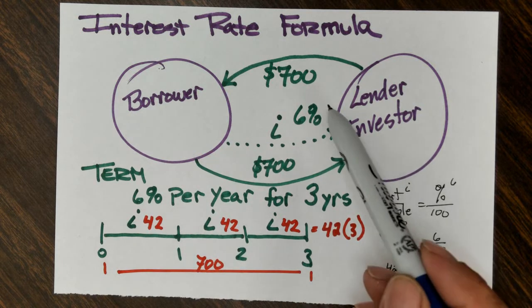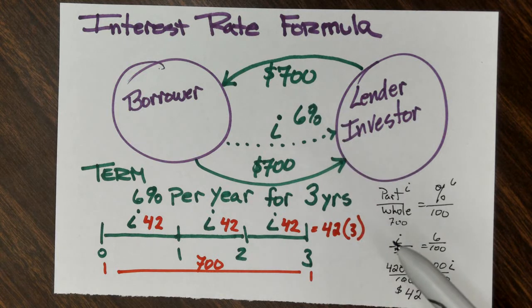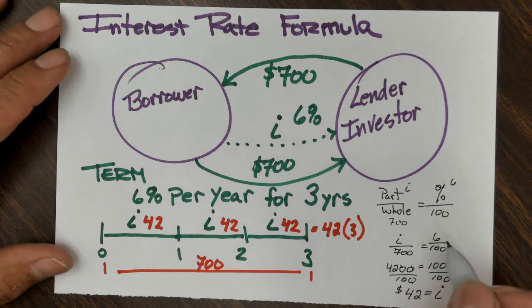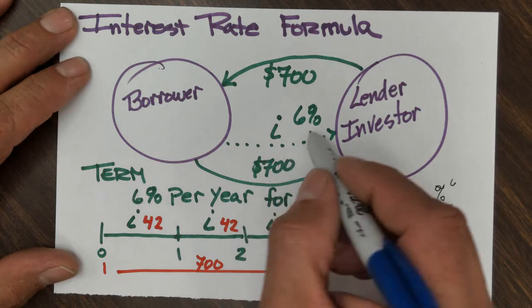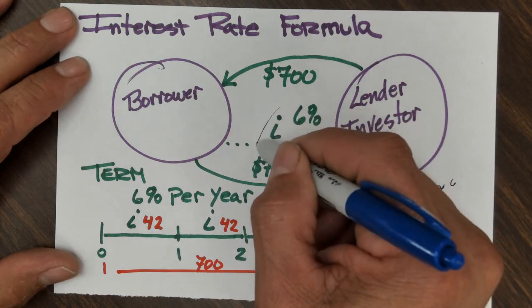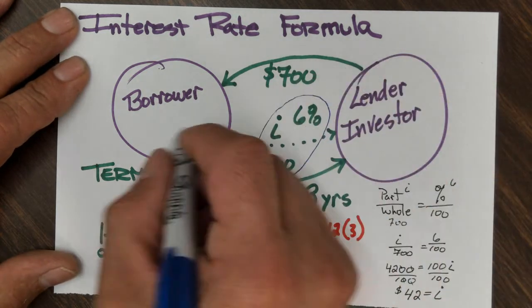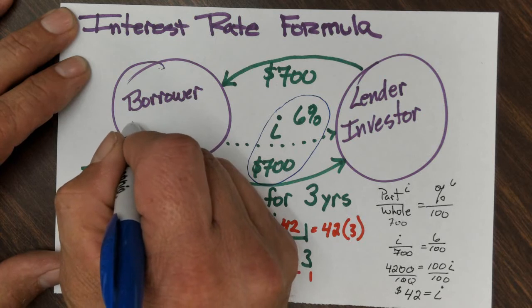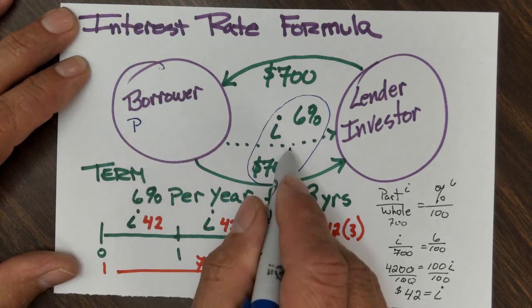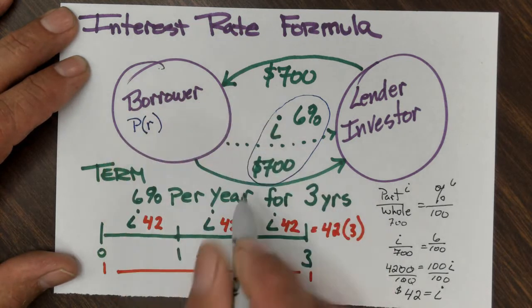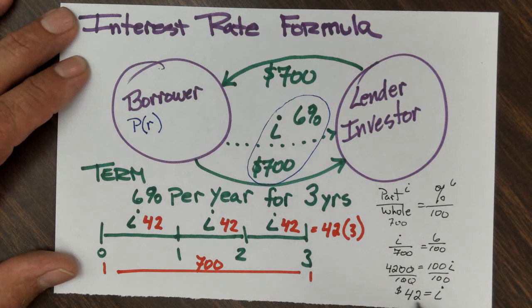It came from 6% of the 700. And how much of the $42 are we going to have? We're going to have $42 every year. So we can come up with a formula. And the formula will be, first of all, we came up with the interest right here. And that is the principal, and I'm going to put it under here, the principal multiplied by the rate as a decimal will give me the $42.